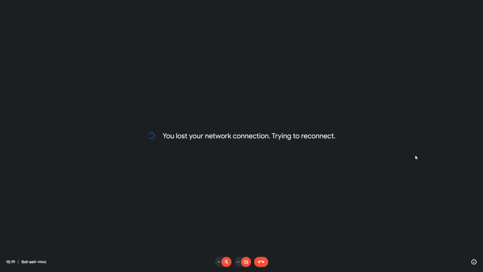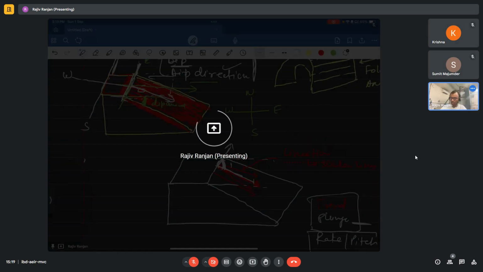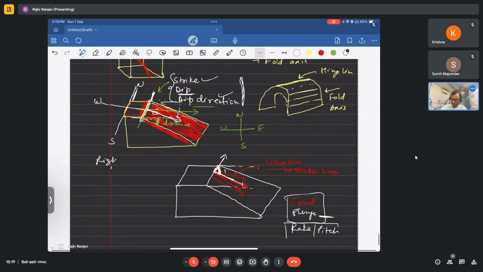If we have the dip direction given, you can add or subtract 90 degrees, then you will get the strike. According to a rule called the right hand rule, if you have a dip direction given as, suppose, 090, which is east, then if you add 90 degrees, you will get 180 degrees, which is south. So there is a relation between strike and dip direction.